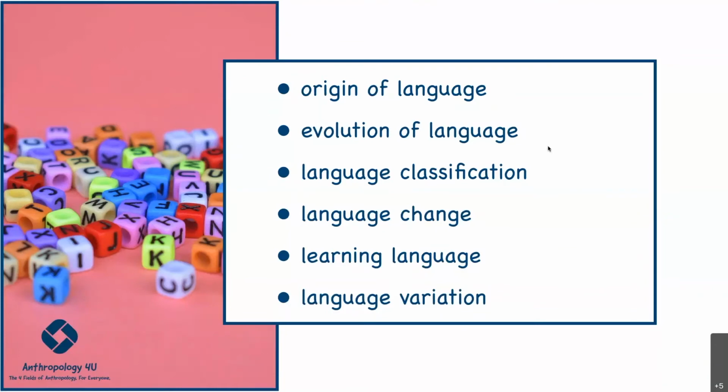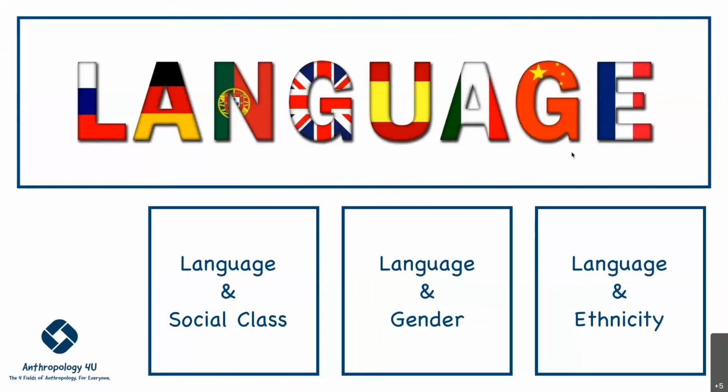But linguistic anthropology studies a lot more than just the structure of language. It also looks at things like the origin of language, the evolution of language, how languages are classified and related to each other, how and why languages change, including the death of languages. It also studies how people learn languages and language variation, which means varieties of a language like dialects. Also, linguistic anthropology studies the relationship between culture and language. This includes things like language and social class, language and gender, and language and ethnicity.